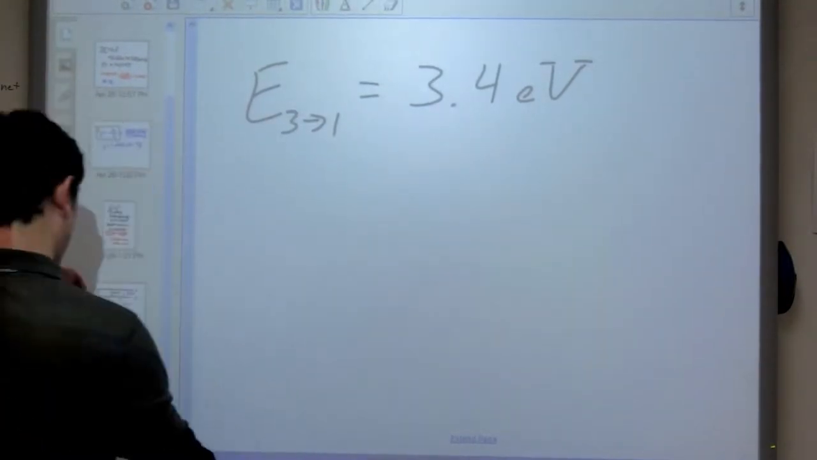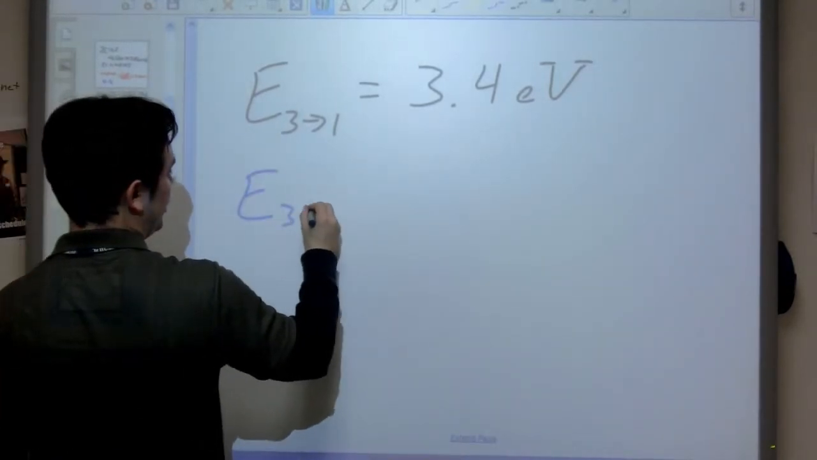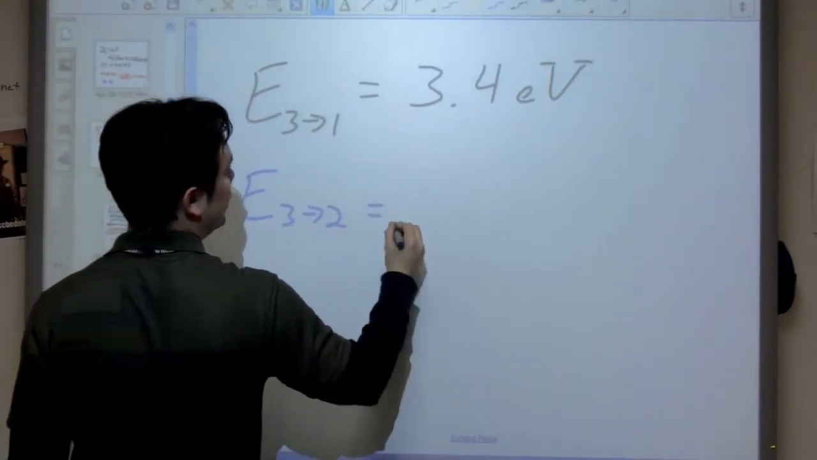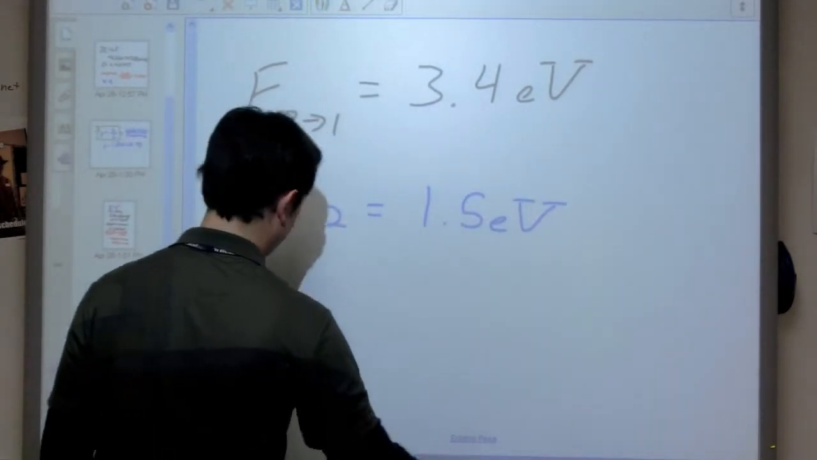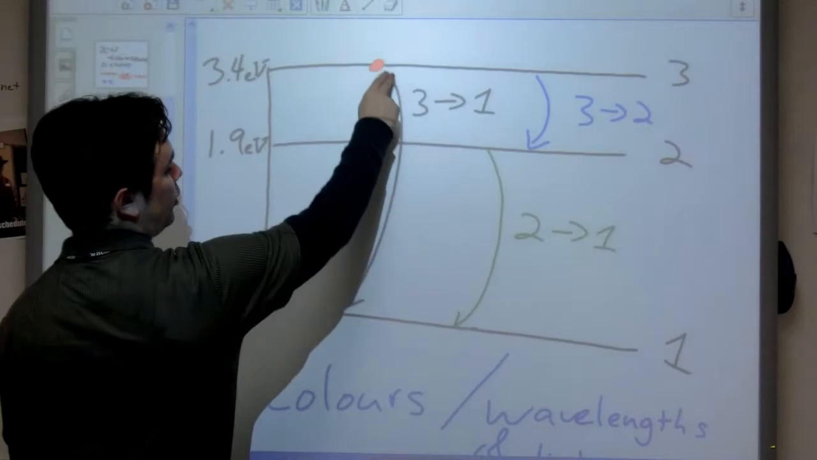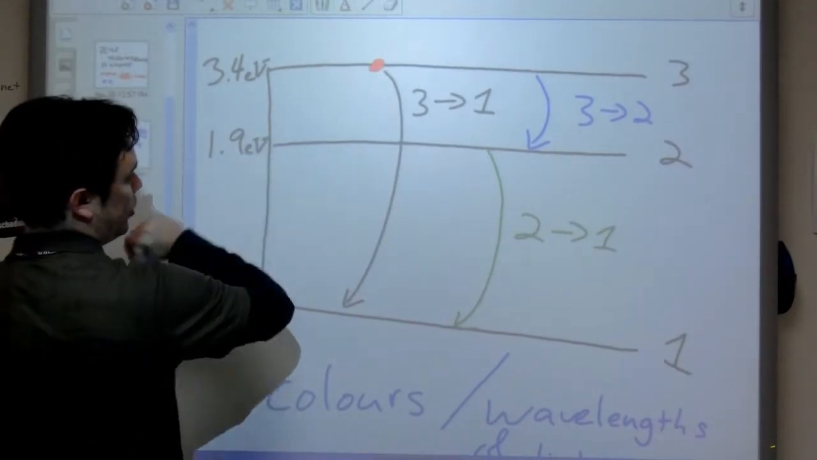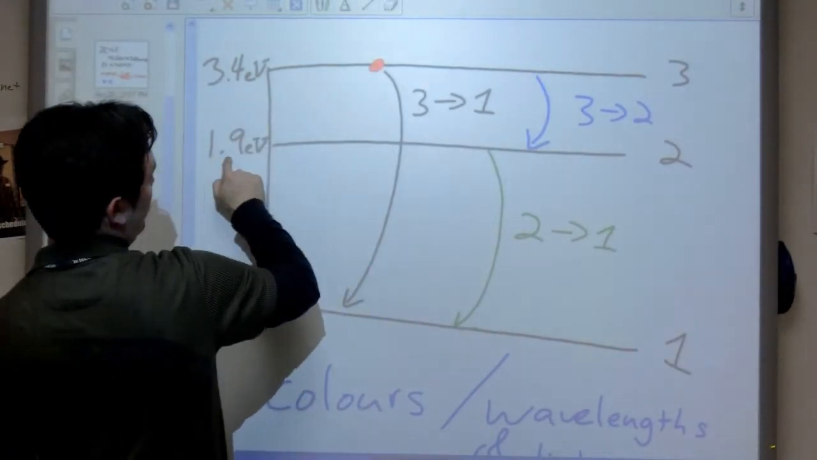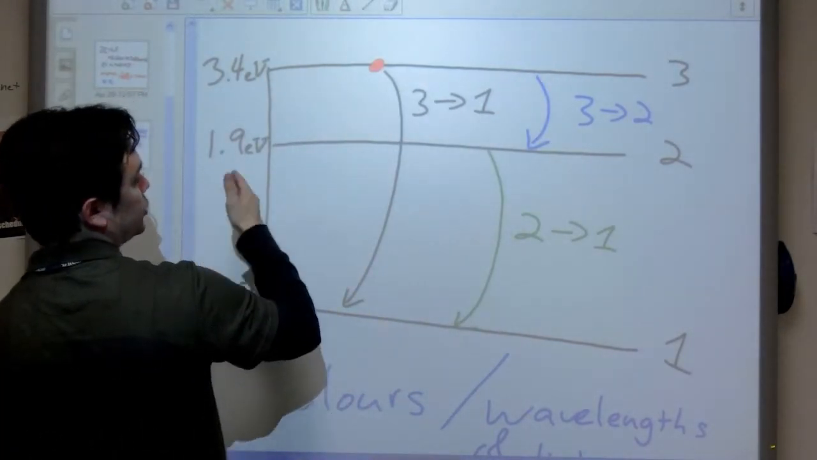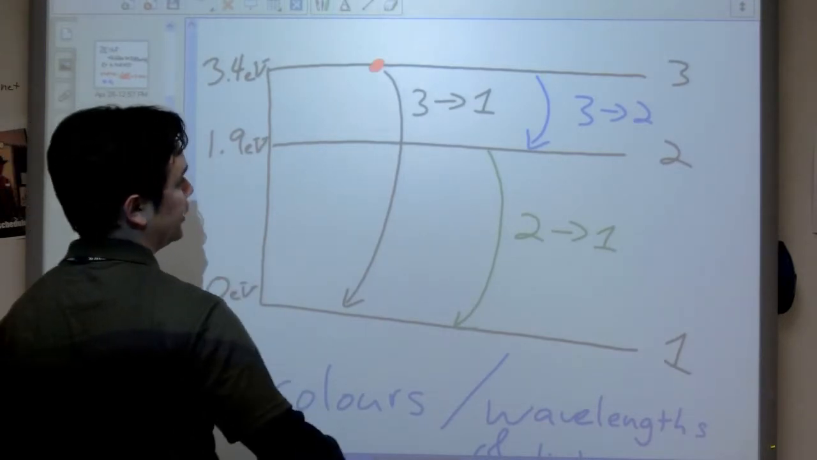For the energy of 3 to 2, that came up to 1.5 electron volts. So as a reminder, from 3 down to 1, we went from 3.4 down to 0, so we lost 3.4 electron volts. In this case, from 3 to 2, we started at 3.4, we ended up at 1.9. So you do the difference of those two, and we've lost 1.5 electron volts.